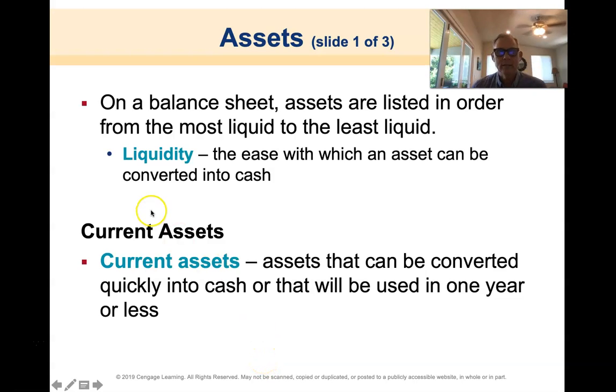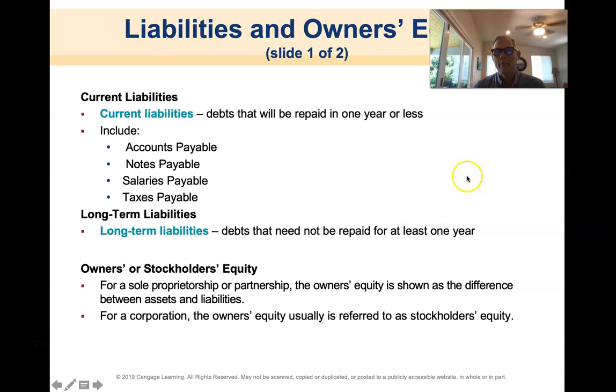Again, assets on a balance sheet are listed in order from the most liquid to the least liquid. Liquidity is basically the ease of transferring something into cash. Current assets are assets that can be converted quickly into cash and would be used in less than 1 year. Current liabilities are liabilities that will be paid within a year or less. Those are accounts payable, notes payable, salaries payable, and taxes. Long-term liabilities are debts that need to be repaid over at least 1 year.